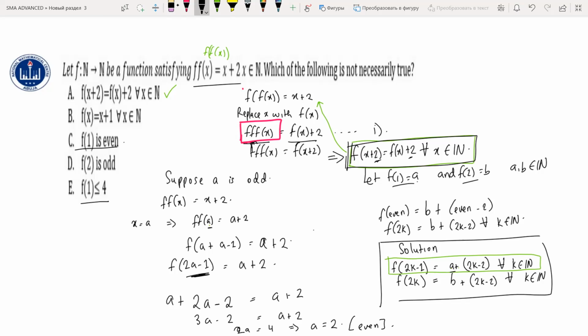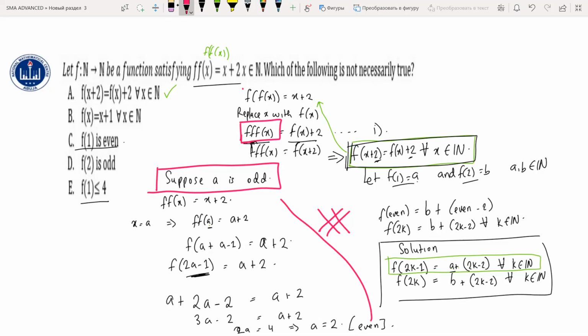But what did we say? We were assuming that A was odd. So this is actually a contradiction. We assumed that A was odd and we got that A was equal to 2. So they are contradicting each other. They are saying opposite things. So it means that our assumption was wrong. So actually the f of 1 is even.